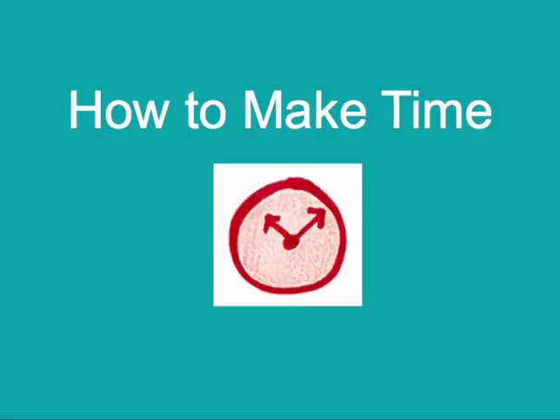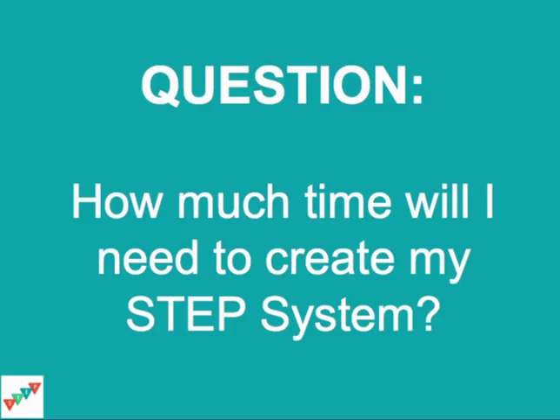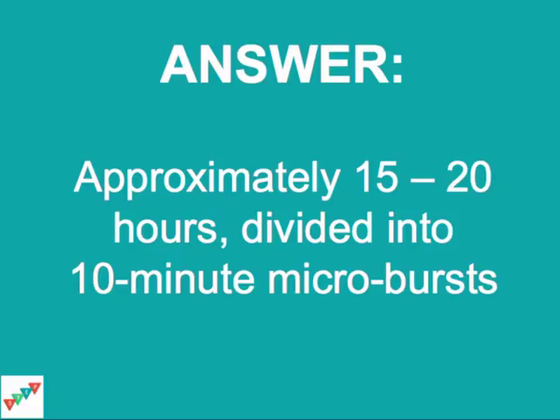Well, notice I didn't say find time. It's a lot harder to find time because it just always disappears. But you can make time, you can prioritize, and we're going to talk about how to do that. Let's learn how. Okay, so first of all, the question, this is what I get asked all the time, is how much time will I need to create my STEP system? Now, here's the answer. Approximately 15 to 20 hours, but we're going to divide it into 10-minute microbursts.